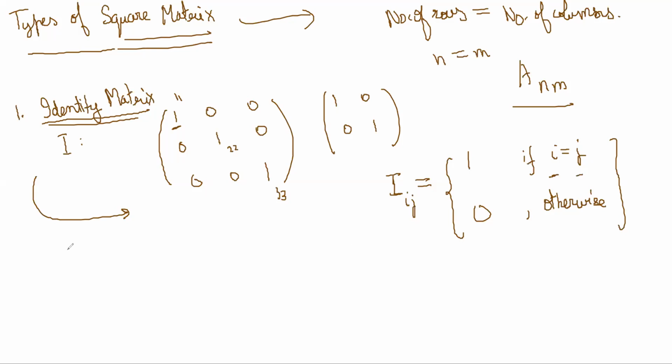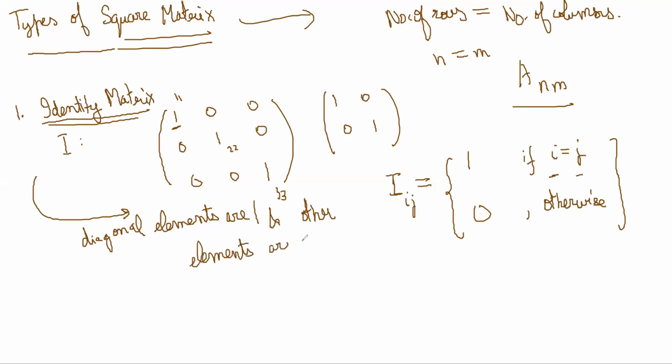So basically you are saying that diagonal elements in the square matrix are 1 and other elements are 0. Other elements are 0. That is an identity matrix.